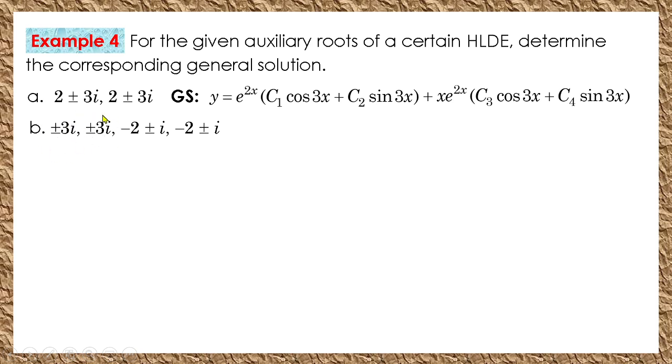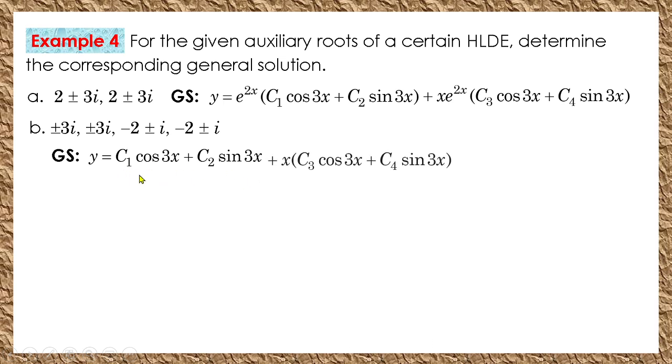What if your auxiliary roots repeated how many times? Yung first group repeated 2 times. Yung second group repeated 2 times. Kaya meron tayong 2 sets ng repeated imaginary pairs. O yung unang set muna, repeated 2 times. So we have c1 cosine 3x. Bakit walang e? Kasi 0 ang real part. If the real part is 0, so e to the 0, that's not written anymore because it is equal to 1. So c sub 1 cosine 3x plus c sub 2 sine 3x. Dahil repeated 2 times, you have another like this. Change nyo lang yung arbitrary at multiply nyo lang ng x. So x, c sub 3 cosine 3x plus c sub 4 sine 3x.